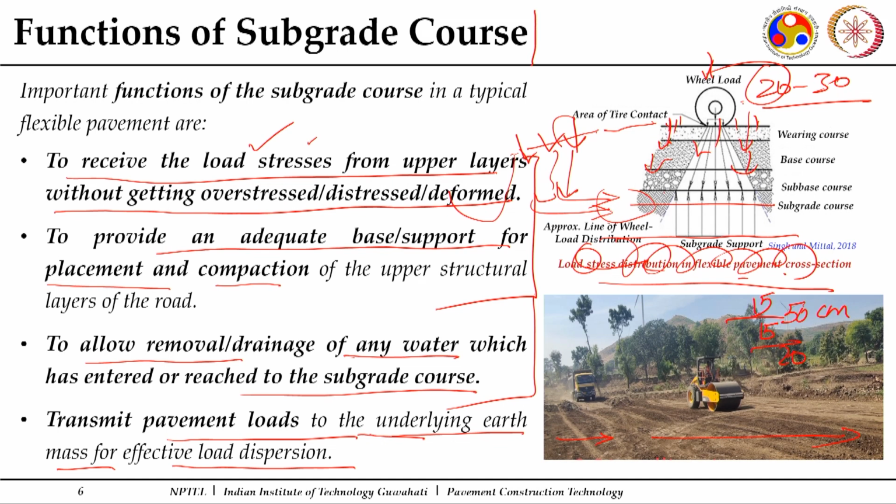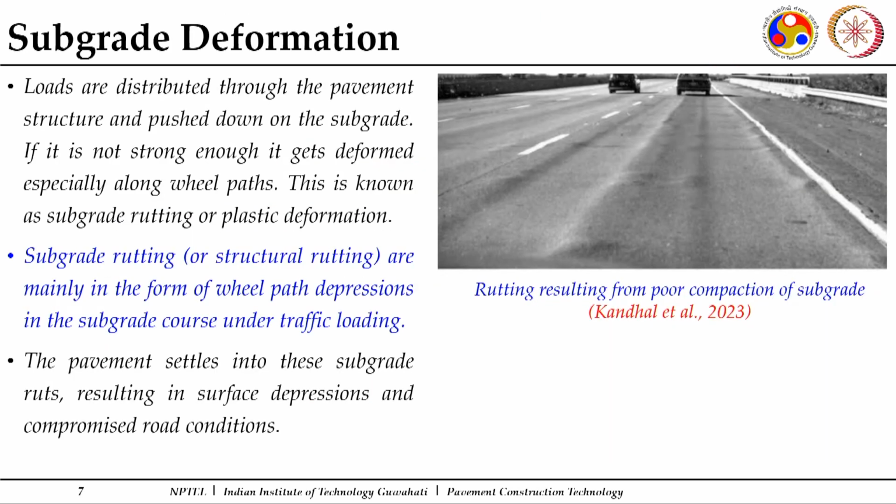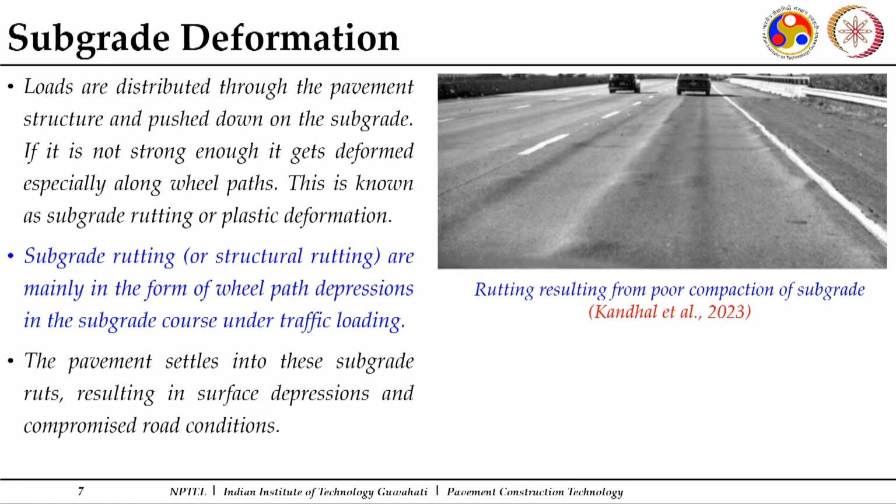So, these are some typical functions of a subgrade course. Now, I have talked that subgrade may get deformed. So, how does the subgrade get deformed? Once I have constructed my pavement course, I don't get an idea whether my subgrade is getting deformed or not, and if it is getting deformed, what does it mean? It means there is some plastic movement. One common term which will be referred to here is subgrade rutting.